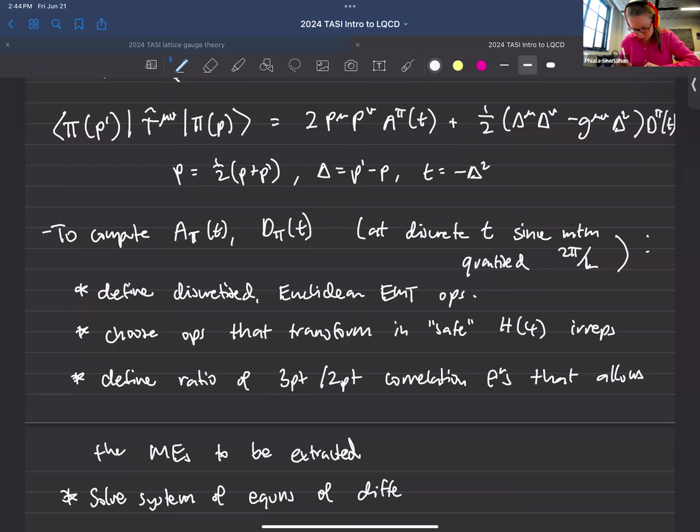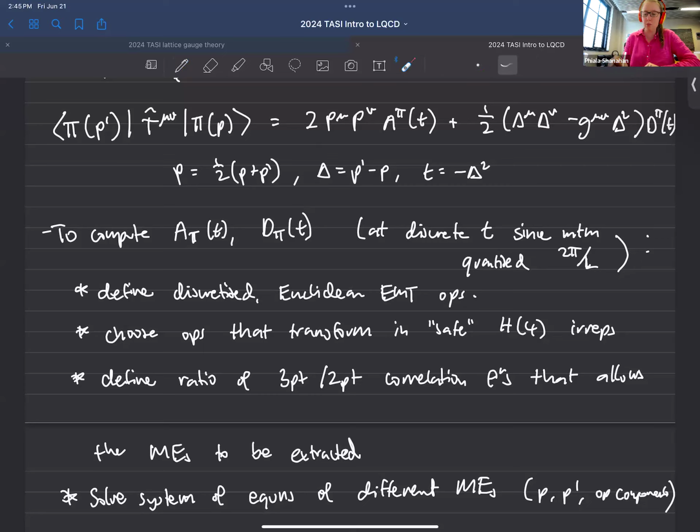For different matrix elements, this may be different choices of P and P prime that give you the same momentum transfer T, maybe different operator components. You need to solve a system because you'll have some linear combination of A and D with different coefficients, depending on what P's go in here, what mu's and nu's go in here. These prefactors will be different. And so for each choice of P, P prime, and mu and nu, you'll have a different linear combination, and you solve those to extract A and D.